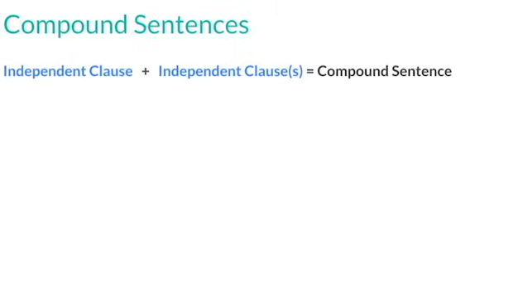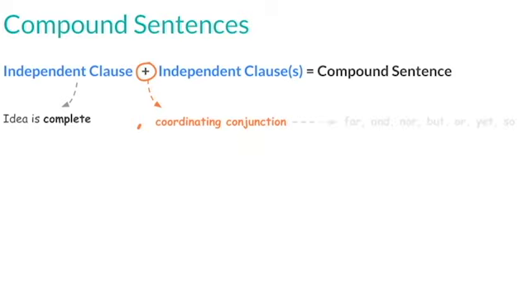So basically, you have a compound sentence when you have two or more independent clauses that are connected together. An independent clause is a complete idea. The idea is complete in and of itself. So in a compound sentence, we are connecting two complete ideas. Now the question is, what do we use to connect these two independent clauses? We connect these clauses by using what are called coordinating conjunctions. And when we connect these clauses using the coordinating conjunction, we use a comma. Coordinating conjunctions are words like for, and, nor, but, or, yet, so.